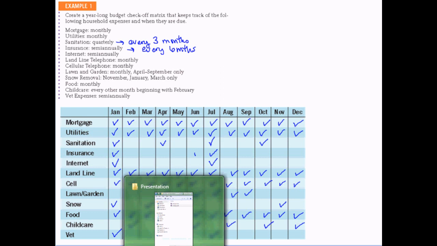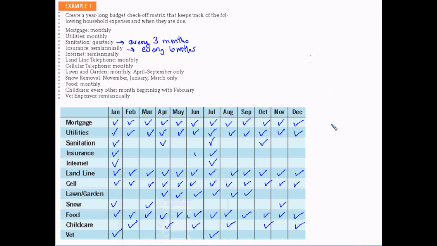Now, with this particular matrix, if you broke up your semi-annual expenses this way, to where all your semi-annual ones were in January and July, that's going to make January and July very expensive months. Okay. You could change that. You could arrange it so that maybe you paid your insurance 1 month over. And then maybe you paid your internet 2 months over. You know, you could shift these things.